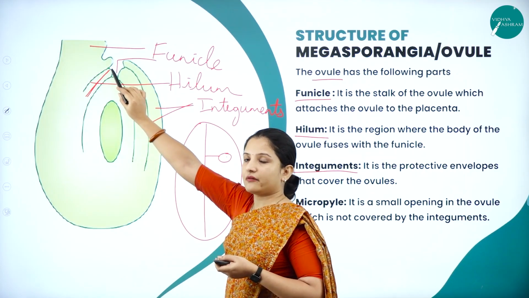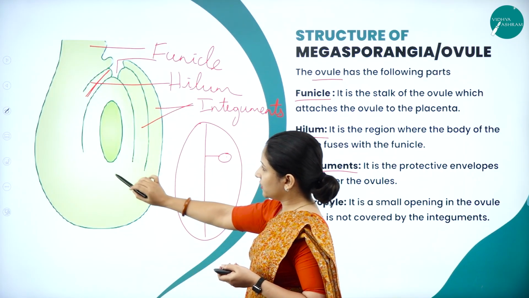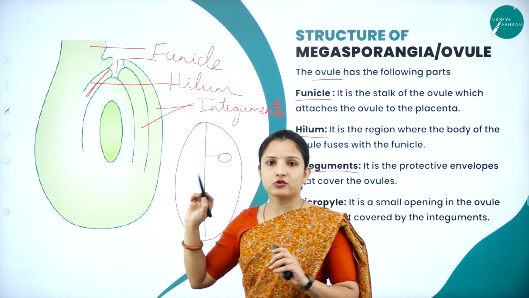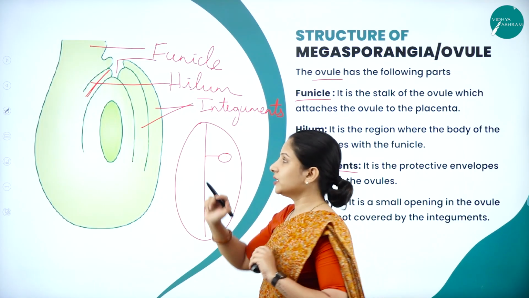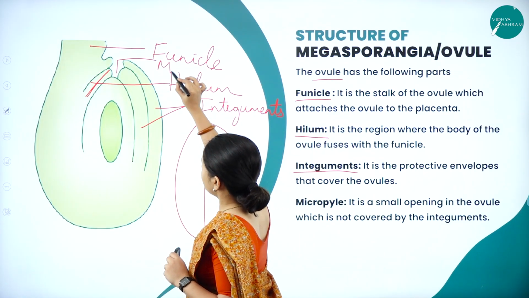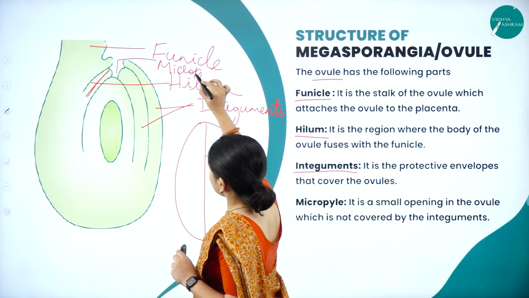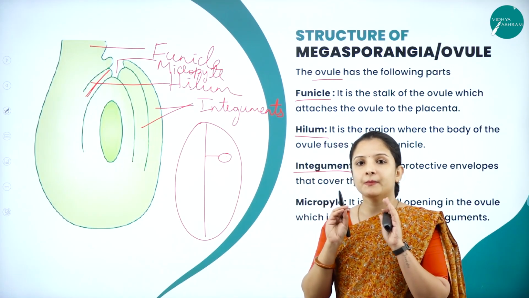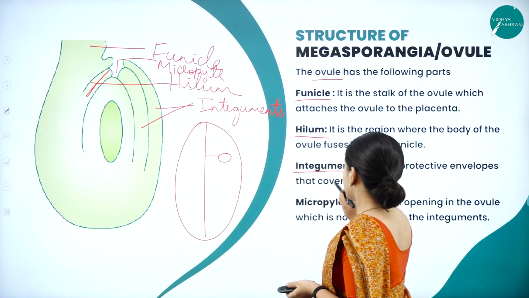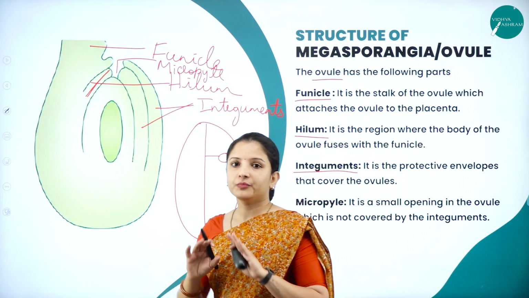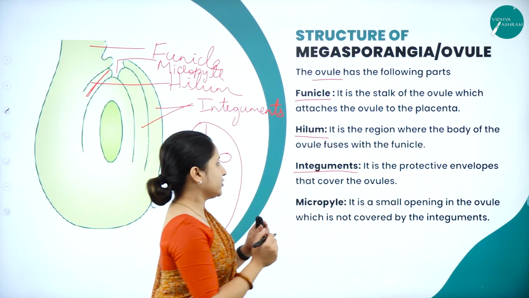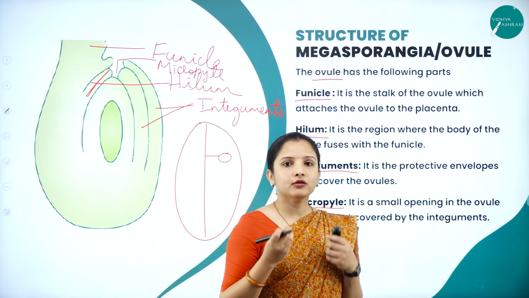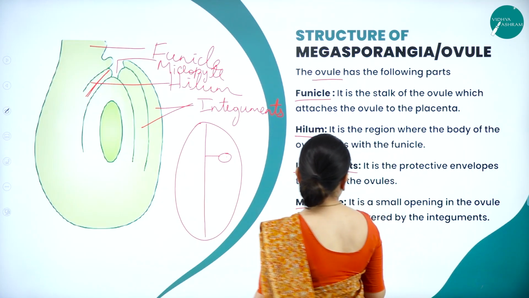It is incomplete covering here. So though the entire ovule is being covered by the integuments, there is a small region where the integument doesn't cover the ovule. That particular region is called the micropyle. Micropyle, a small opening, is called the micropyle. So the integuments are the protective envelope that covers the entire ovule, and you have one more structure called the micropyle. The micropyle is a small opening in the ovule which is not covered.